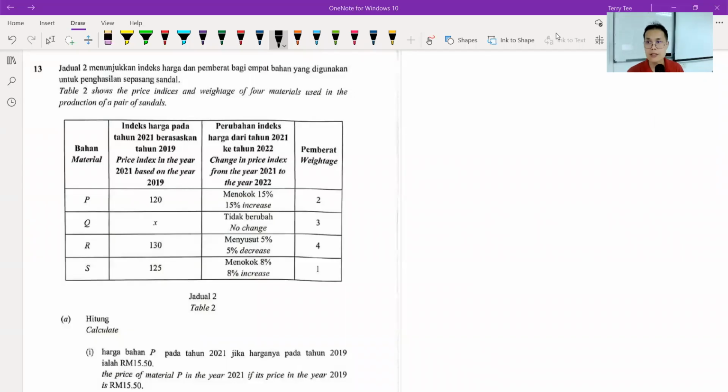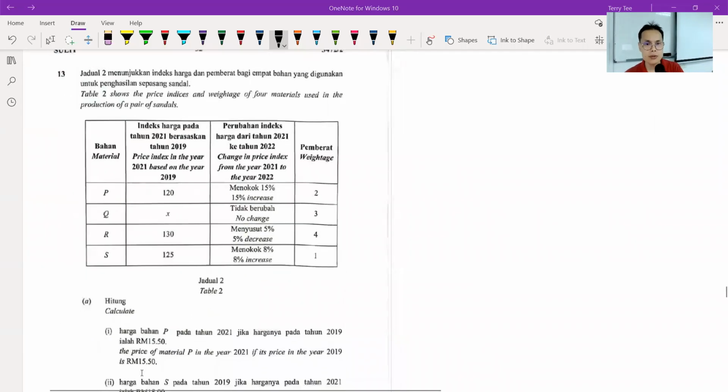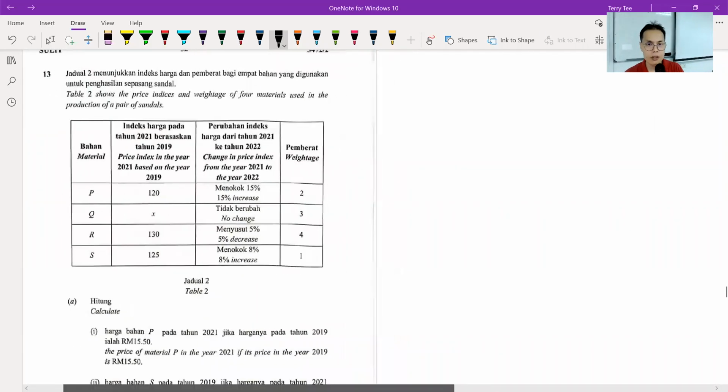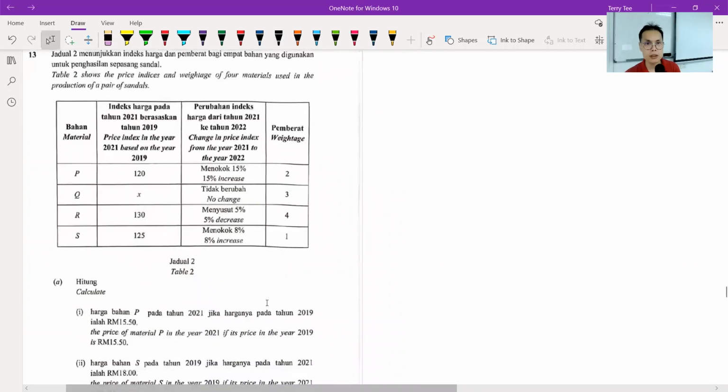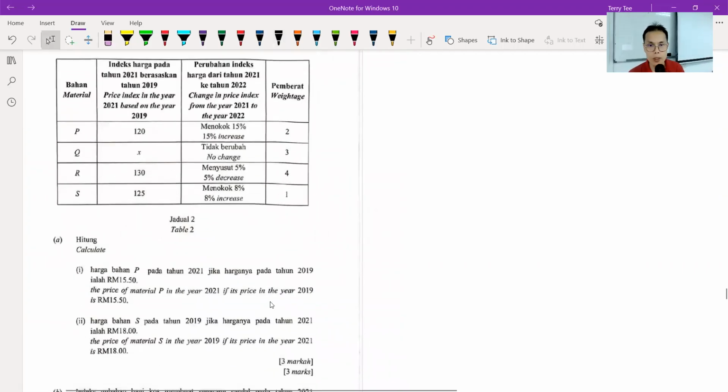Okay, question 13. This is from the chapter index number. So here we have a table that shows price indices and weightages of 4 materials used in production of a pair of sandals. The first part, you're supposed to calculate the price of material P in the year 2021, if the price in the year 2019 was 15 ringgit 50 cent.